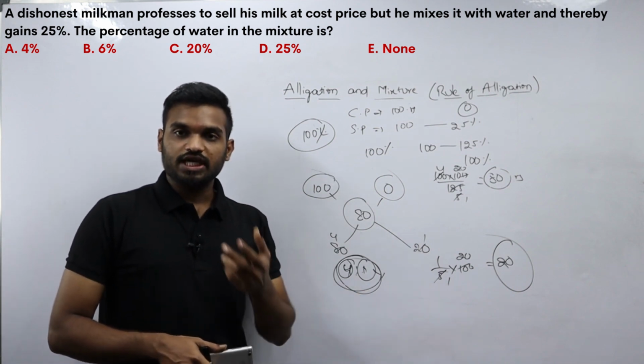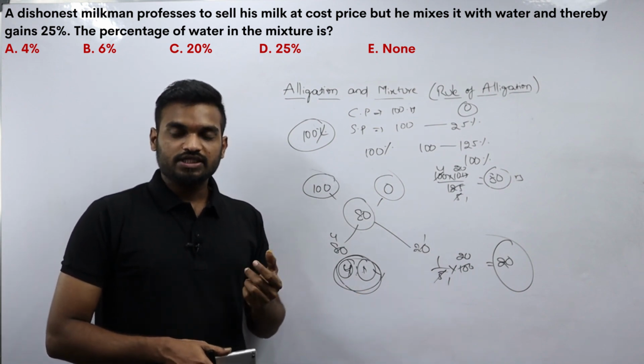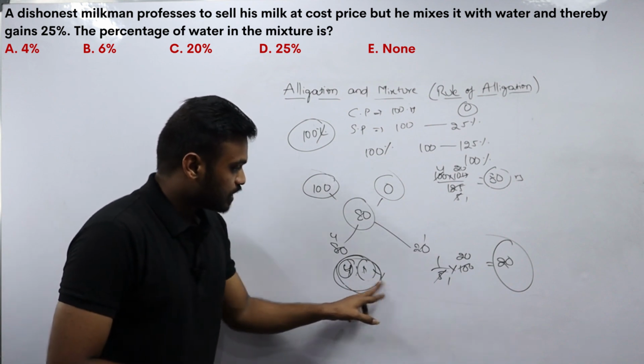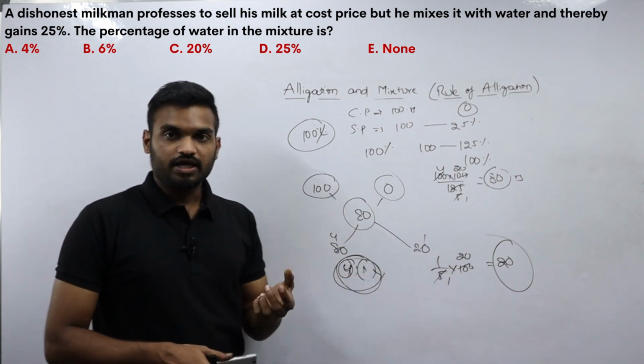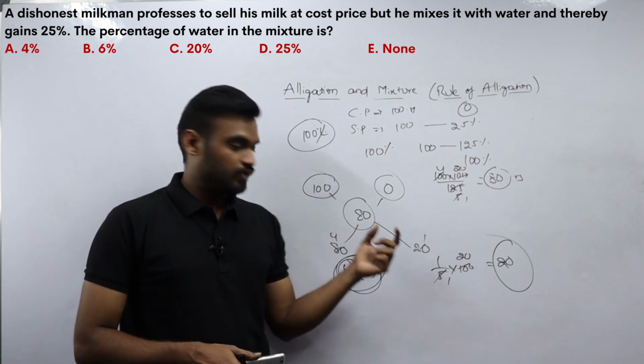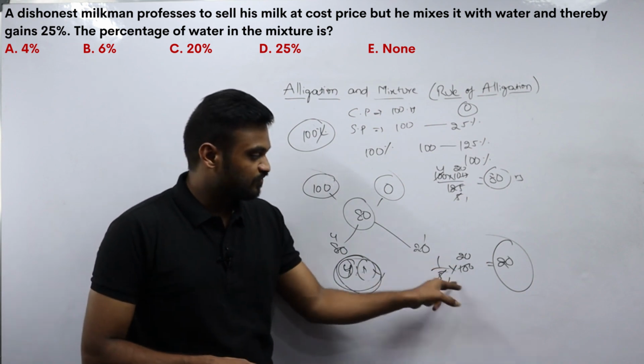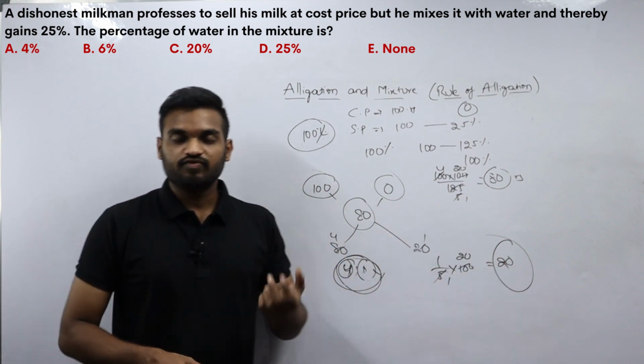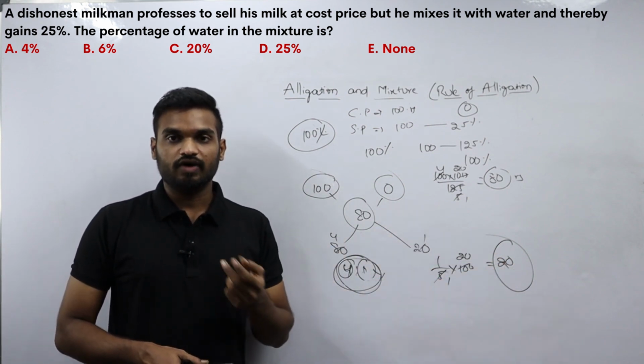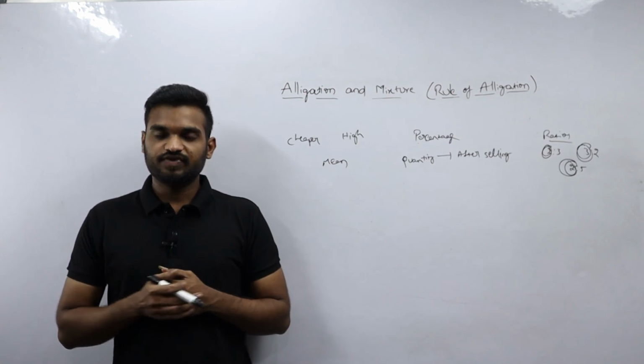So there are totally 5 parts in the total mixture. What is the value of water? That is out of 5 parts, only 1 part. Out of 100%, only 1 part is water. So 1 by 5 into 100, that is 20%. So out of the total mixture, 20% is water. Okay, and that's it for this video.